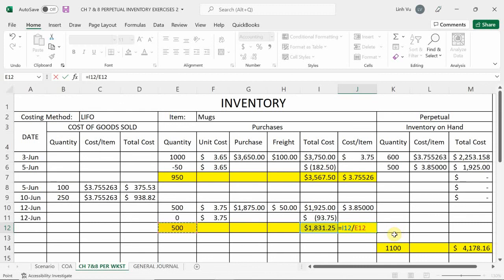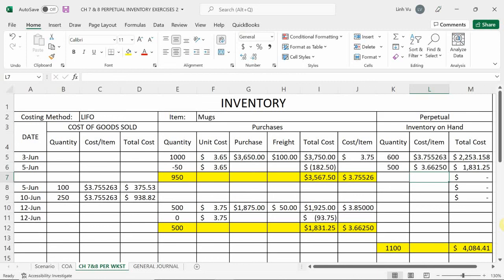Oh, I was talking with the mute. 3.6625. Okay. So I'm going to change this to that 3.6625, which should adjust your cost to $1,831.25. So now you'll have a total of $4,084.40 at 1,100 units. Okay. So now that I have my return, I know that I should have got a refund for $93.75.